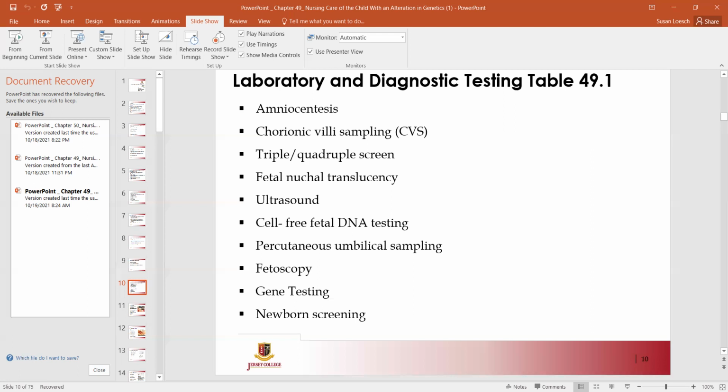All right, and remember, we just said a normal test doesn't guarantee a healthy baby, and an abnormal test doesn't guarantee the baby will have a problem. All right, but it would just help us prepare for the problem if that issue was then confirmed through an amniocentesis or some other type of testing.